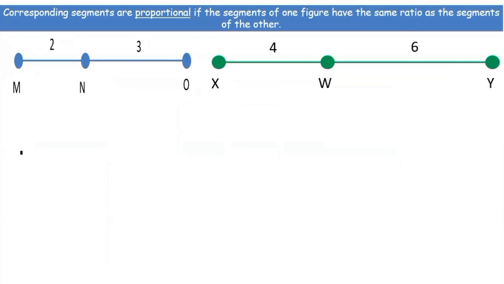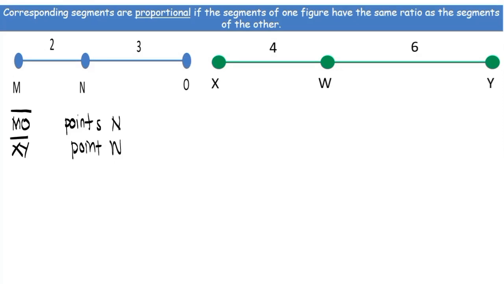In this case, we have here segment MO and segment XY. They were divided proportionally by points N and point W. So when do we say that these segments are proportional? It says from the definition that segments are proportional if the corresponding segments have the same ratio as the segments of the other.